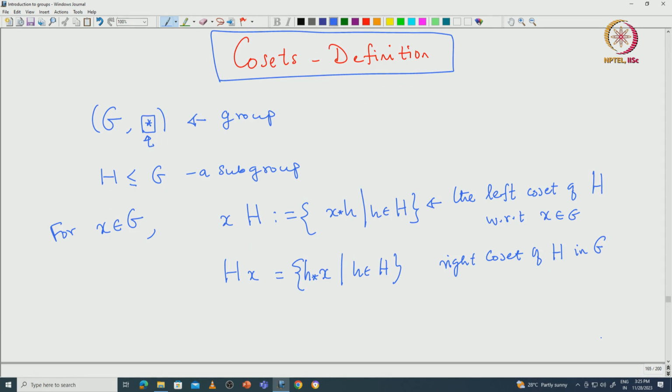As we have seen in the examples, we will collect all these cosets and see what kind of properties they have. The examples suggest that the cosets form a partition of G. That is what we are going to prove. First we determine when two cosets are equal. Because the theory of left cosets is very parallel to the theory of right cosets, we just work with the left cosets.